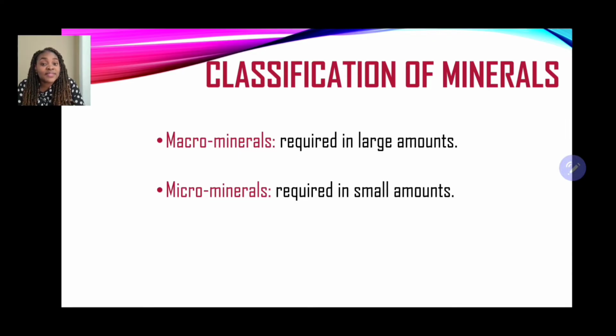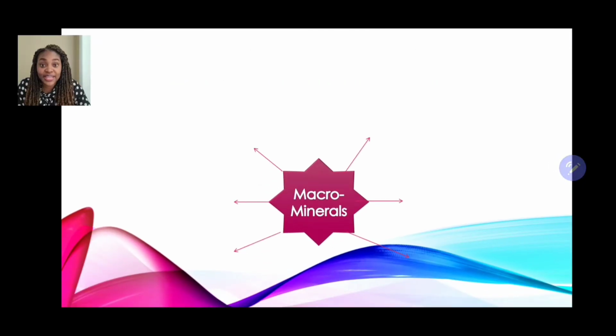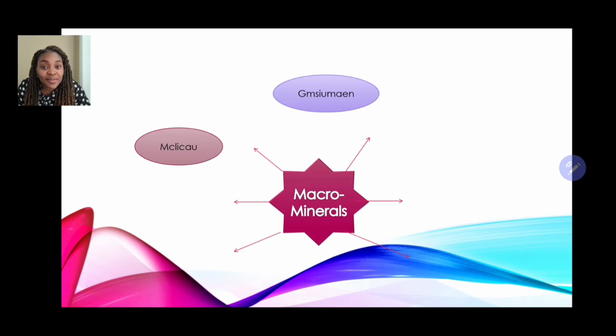Now, when it comes to the classification of minerals, we have two types, which are macro minerals, which are needed in the body in large amounts, and micro minerals, which are needed in the body in small amounts, right? So macro means large, micro means small, right? Now, you may also see trace minerals. It is the same thing as micro minerals. Good. Now, your task is to take a look at these scrambled words and let us see if you can figure out which minerals fall under the macro mineral category.